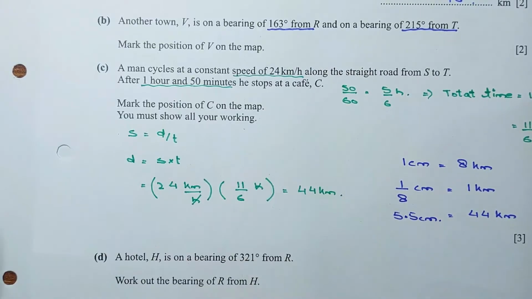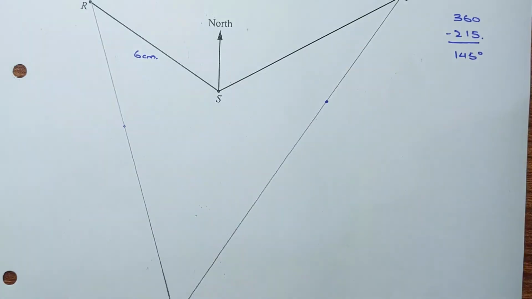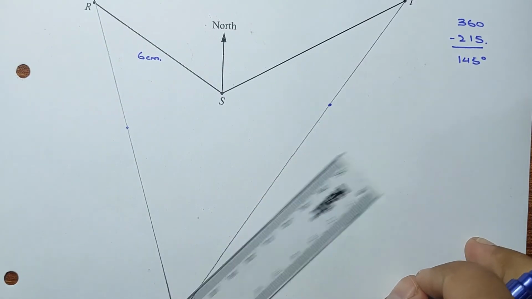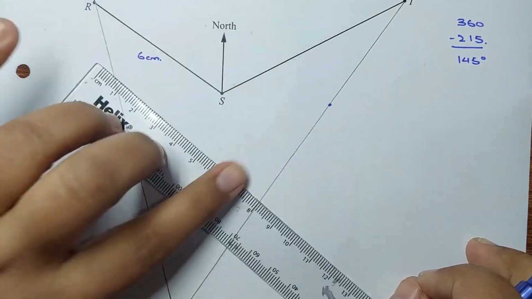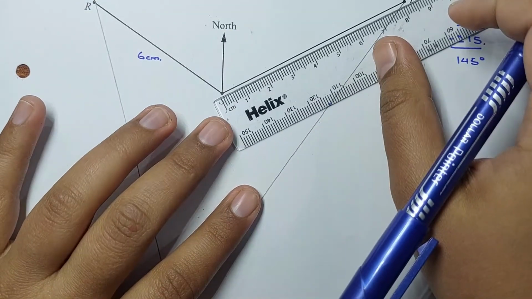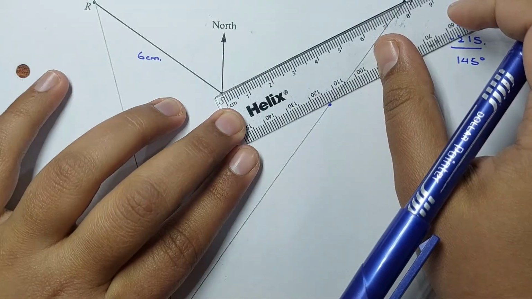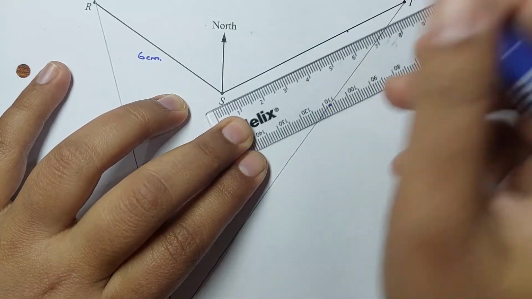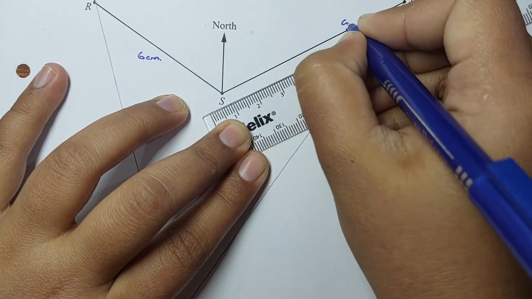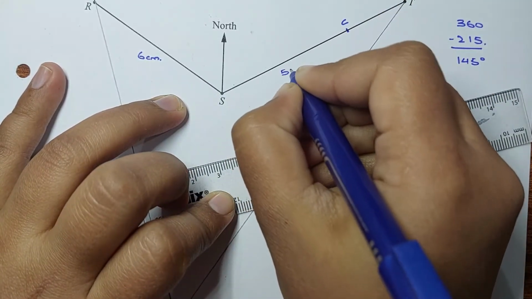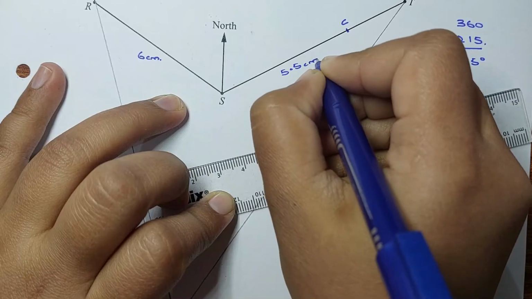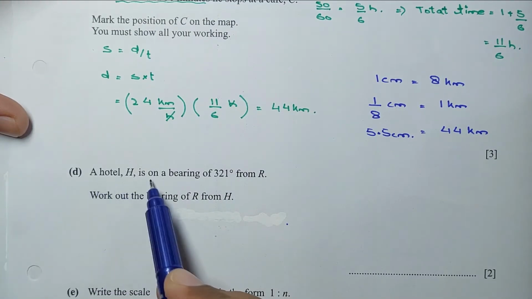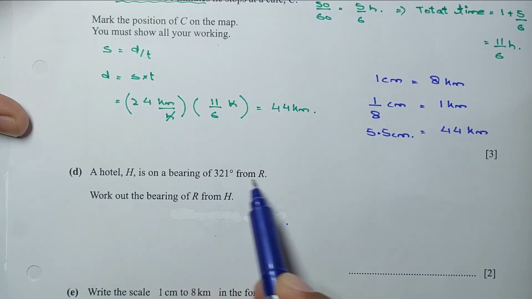So let me mark the cafe C, which is 5.5 centimeters from S to T. Okay, 5.5 centimeters. This is centimeters, 8 centimeters, 5.5. Here is cafe C. This is 5.5 centimeters, right?